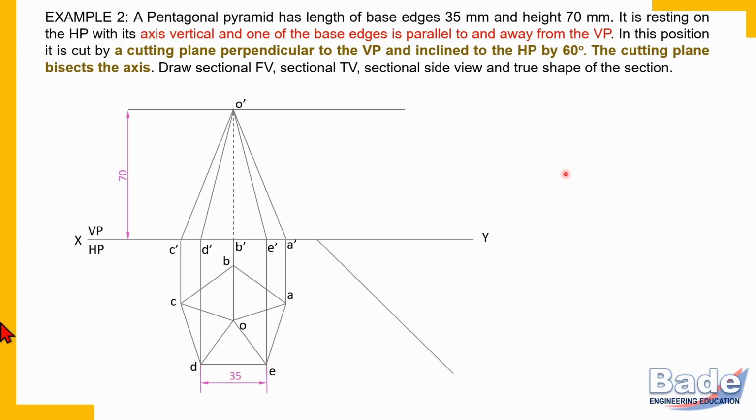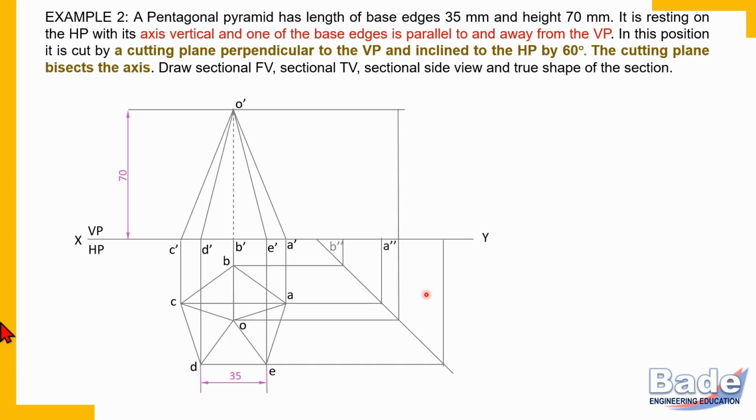Now let's complete the side view as usual. So this is a line exactly at 45 degrees with the XY line, and draw projectors to transfer all these corners in the side view. Label all the points. Join the apex with all base corners. The vertical line from the apex, that is the axis.